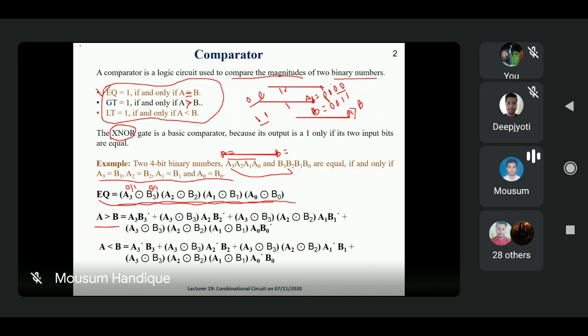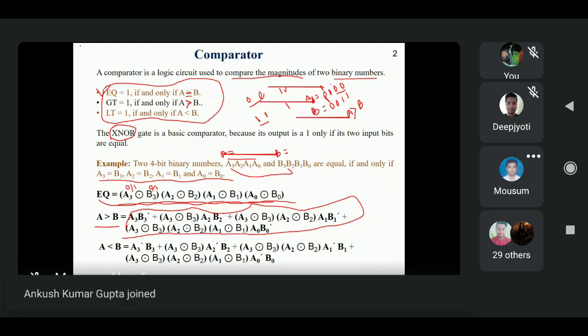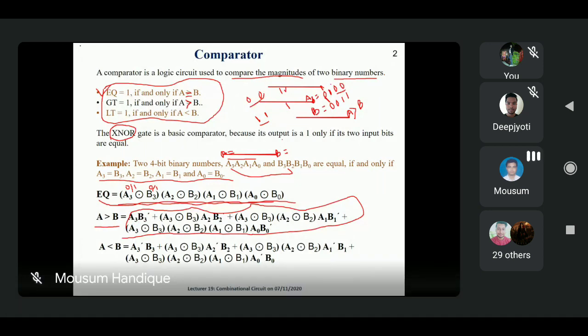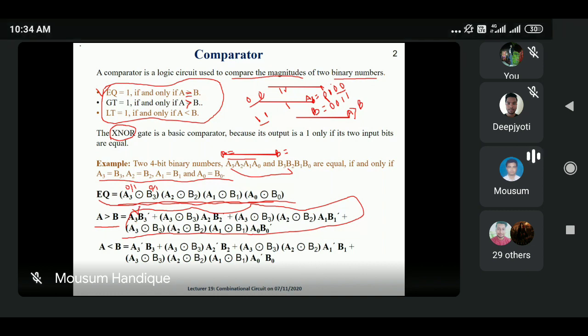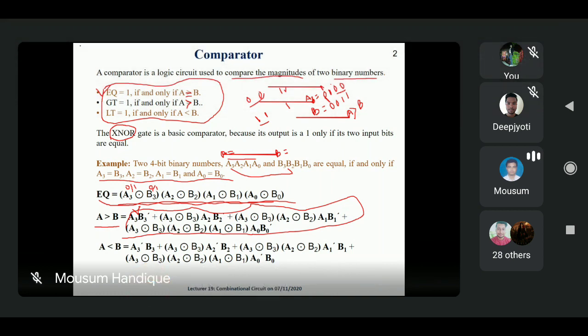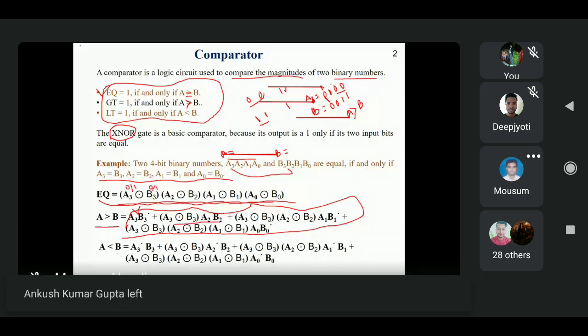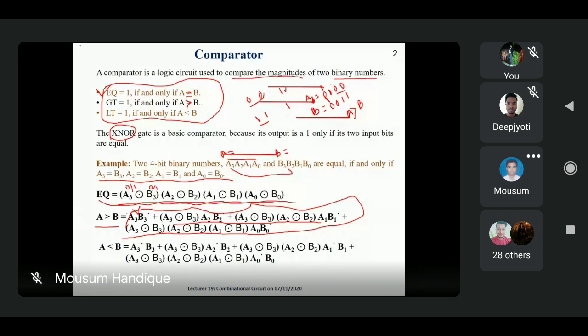Okay. So when A is greater than B, this particular expression is satisfied. How? One particular condition is that the second bit is 0. If B3 is equal to 0 and A3 equal to 1, then this particular condition is true. A3 B3 dash, that means B3 complement. Complement means it is 0 and A3 is 1. So no need to check the rest. It is automatically covered. From that, we can automatically know that A is greater than B.